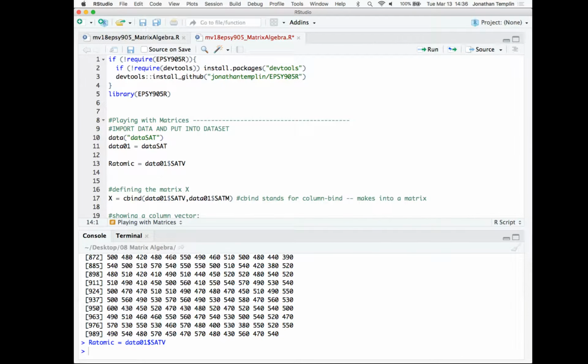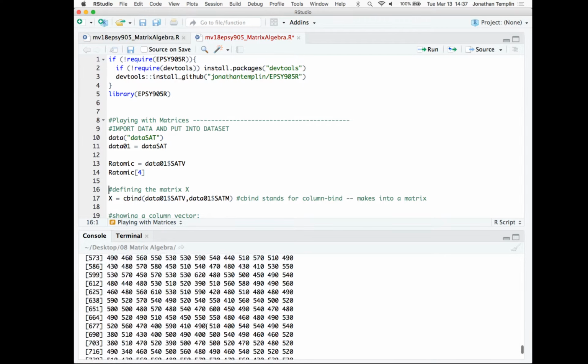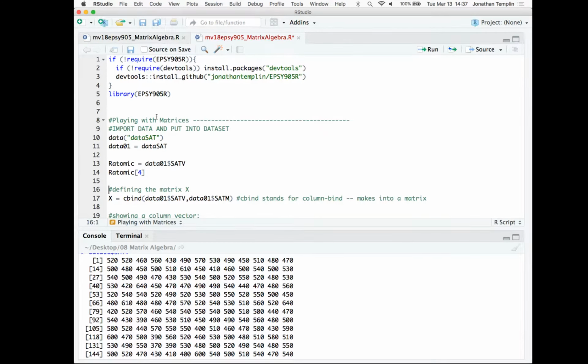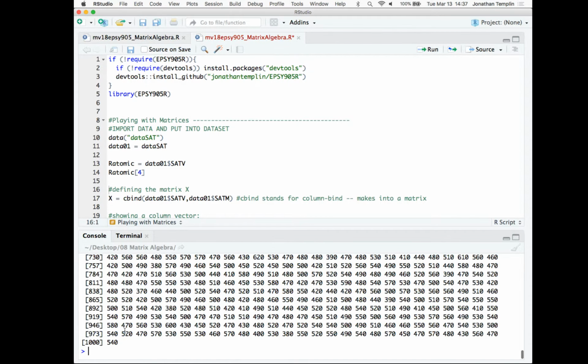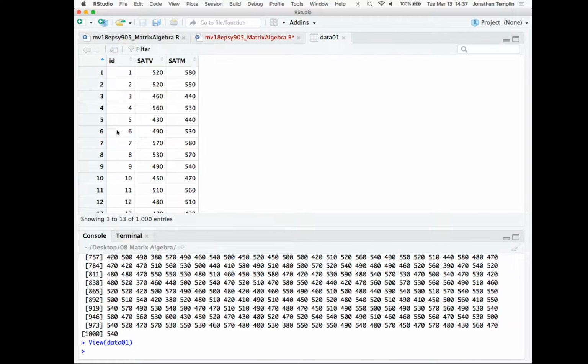So if I wanted the fourth observation's SAT verbal, I could do R atomic, and in brackets put number 4, and I get the fourth number in the list, 560. Are they ordered by size? They are not ordered by size. They are ordered by how they appear in the data frame itself. So if I go back to my data, right here, oops. It's however it got into the data frame in the first place. So person 4 has a value of 560, and how that shows up is how the data were imported, either in your Excel file or whatever way they were brought into R in the first place.